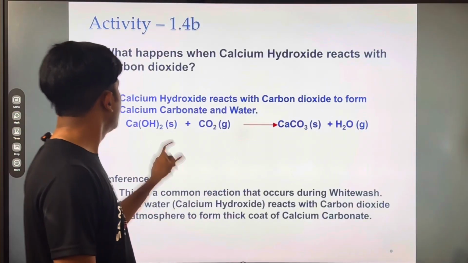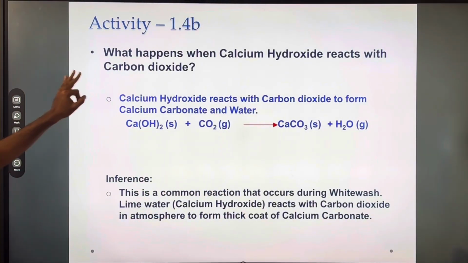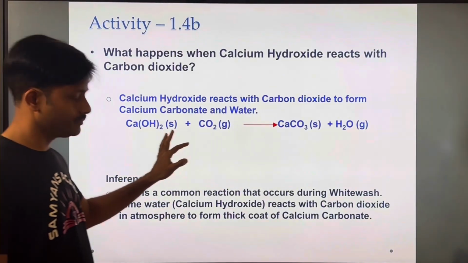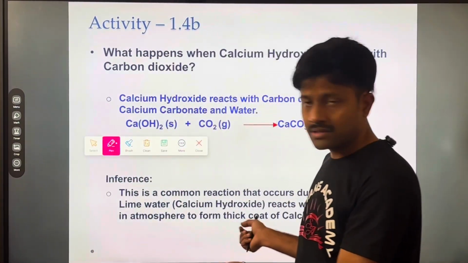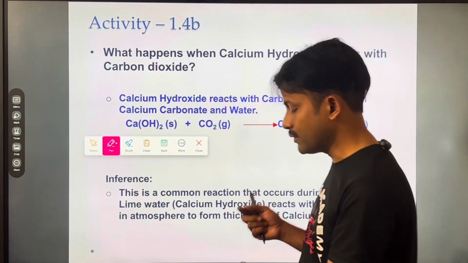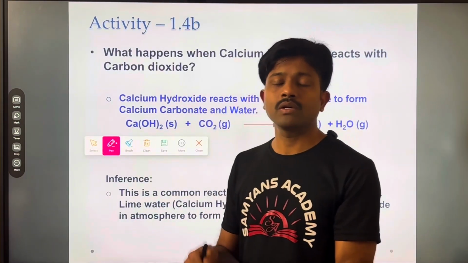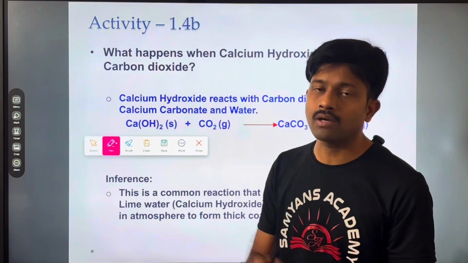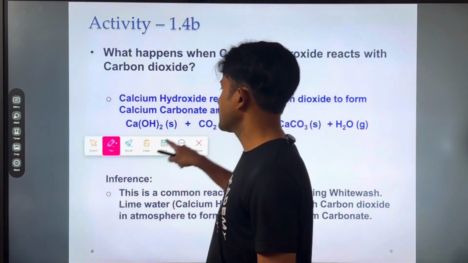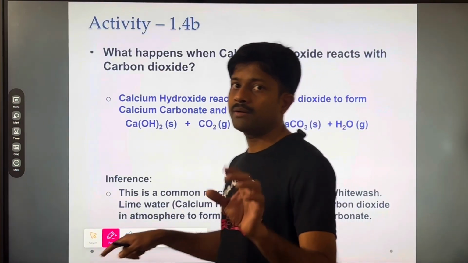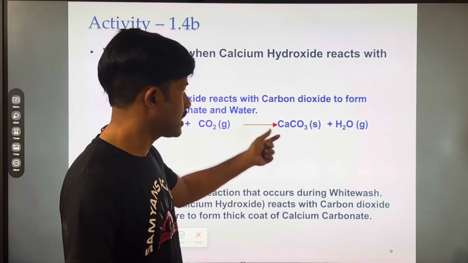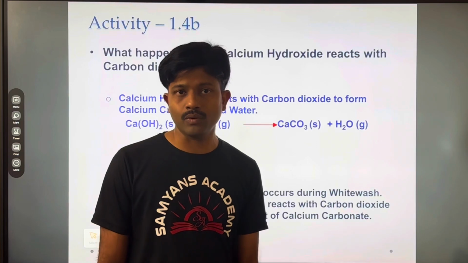Okay, so move on to the next one. What happens when calcium hydroxide reacts with carbon dioxide? And how do you test carbon dioxide? In the last reaction, when you heat calcium carbonate, you will get calcium oxide and carbon dioxide. Then how do you test this carbon dioxide? When you pass this carbon dioxide into lime water, you will get white precipitate due to the formation of calcium carbonate. And this is the test for CO2.